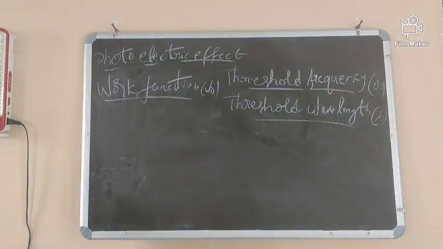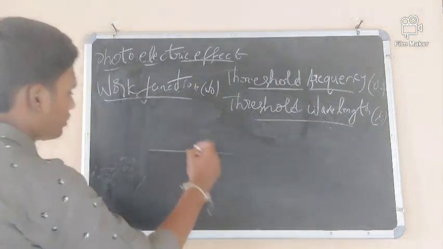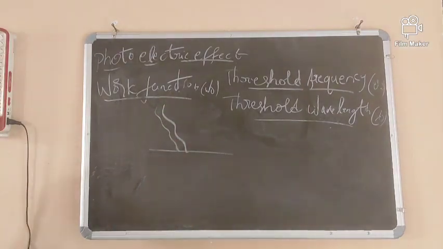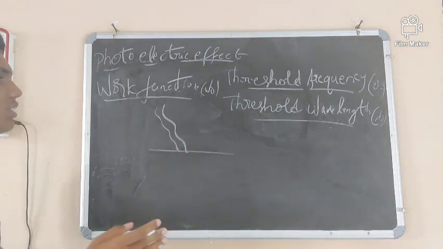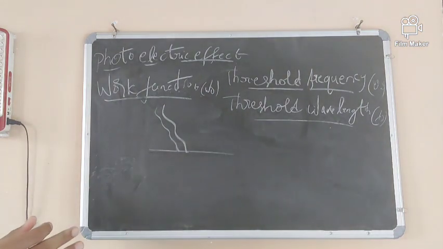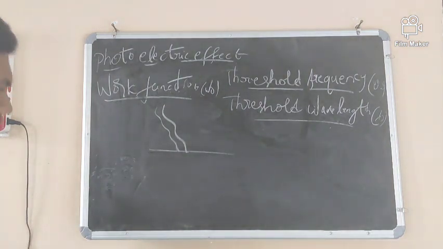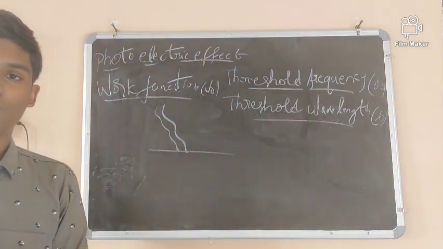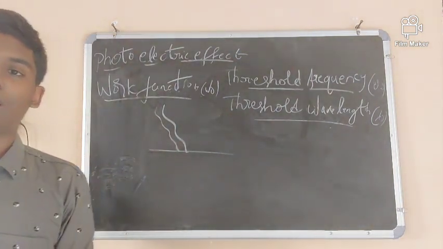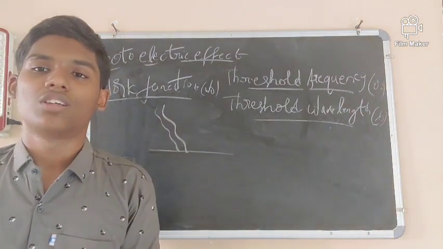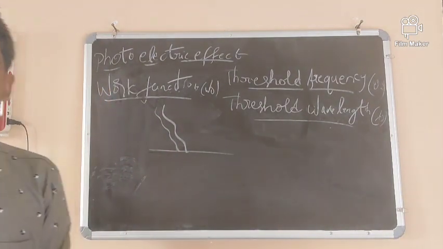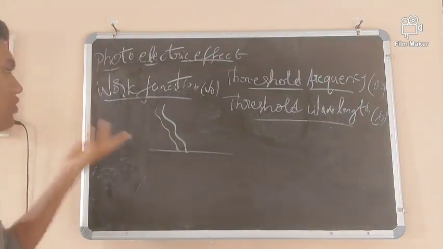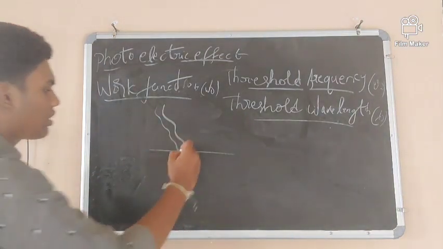See, the incident light should have sufficient energy to break the bond between the nucleus and the valence electron. అంటే ఆ ఇన్సిడెంట్ లైట్కి సఫిషియంట్ ఎనర్జీ ఉండాలన్నమాట, to break the bond between nucleus and valence electron. So the minimum energy needed is called work function, and then the electrons are ejected.